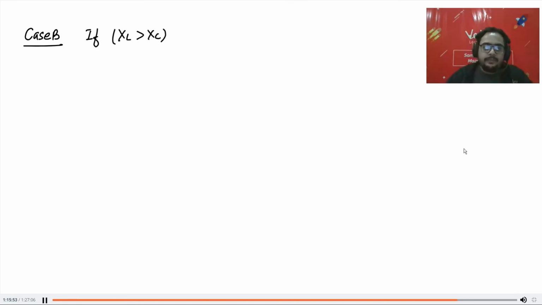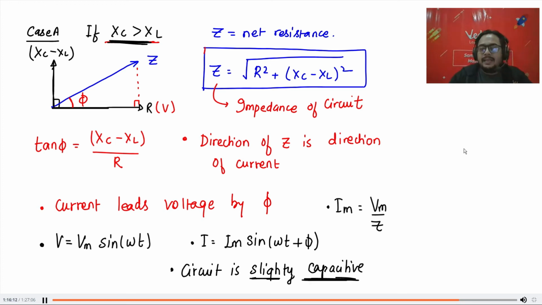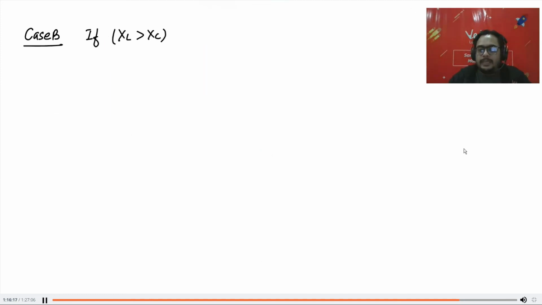Second case. Okay, so in this circuit, what can I say about the previous slide? The circuit is slightly capacitive. Am I correct? Slightly capacitive. Please remember this term. It is not purely capacitive. It is slightly capacitive because XC is greater than XL. Are you getting my point? This is how we write it. Similarly, if XL is greater than XC, we say the circuit is slightly inductive.